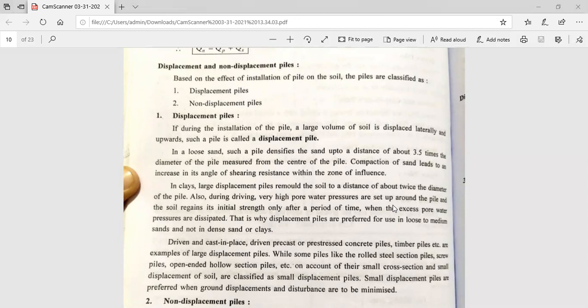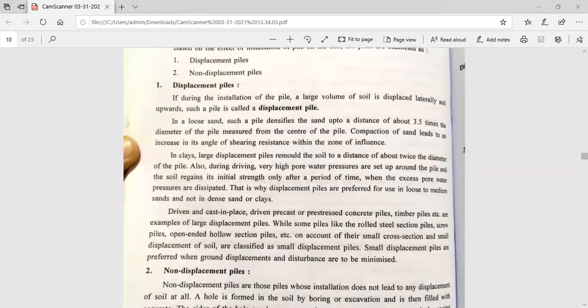In case of clays, a large displacement pile removes the soil to a distance of about twice the diameter of the pile. During driving, very high pore water pressures are set up around the pile and the soil regains its initial strength only after a period of time, when the excess pore water pressure is dissipated. Generally, displacement piles are preferred for use in loose to medium sands and not in dense sand or clays. Driven and cast in place, driven precast or prestressed concrete piles, timber piles, etc.